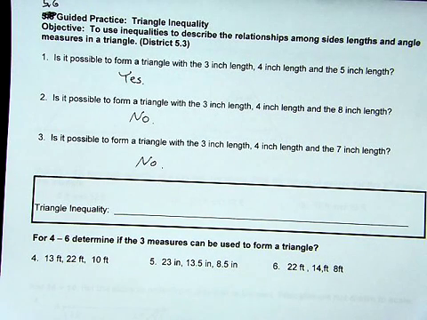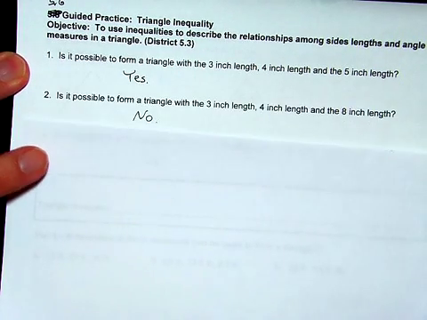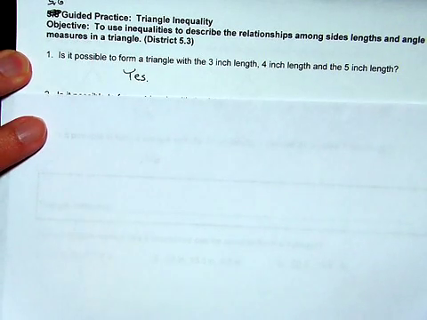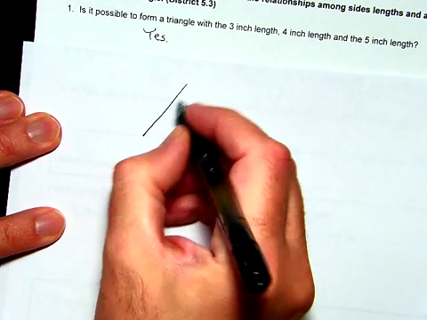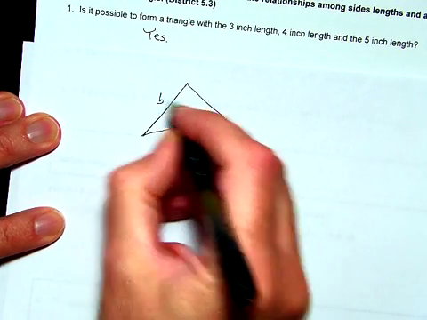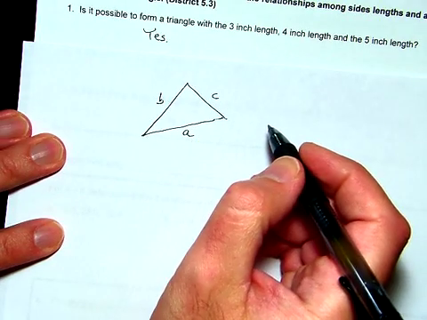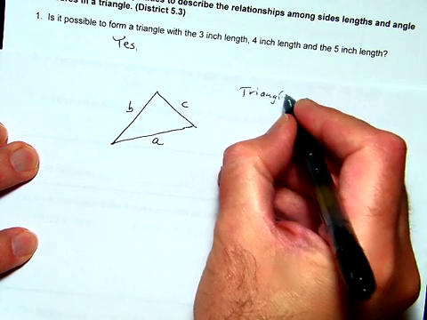So, how did I know these things? And what would make it impossible to form a triangle given a bunch of side lengths? Well, let's take a look at some of the fundamental properties of the side lengths of triangles. Here we have a triangle, and let's call the side lengths A, B, and C. There's something called triangle inequality.